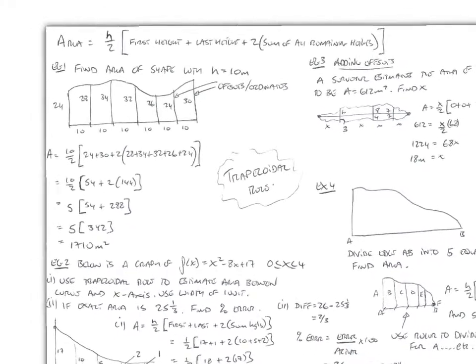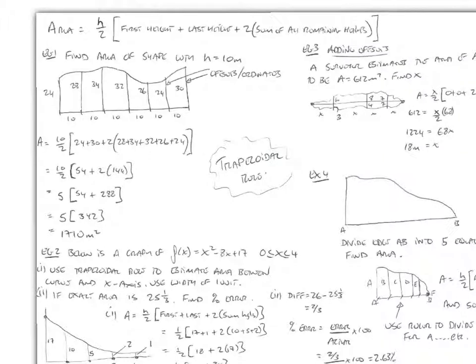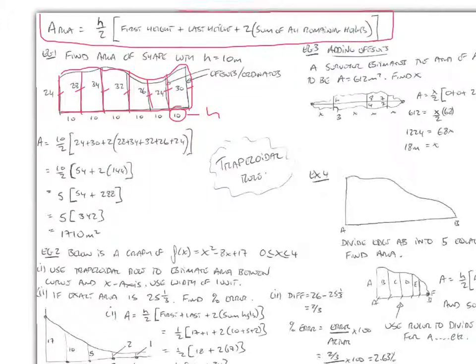And now we'll meet the trapezoidal rule. The trapezoidal rule states that for any given shape like this, we can find the area of that shape if we divide it into equal strips of width h, and we have these heights here. We can use the width h and the different heights and put them into a formula which will allow us to calculate the area of that shape.